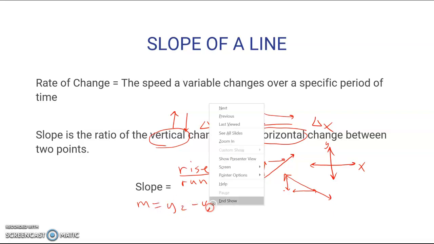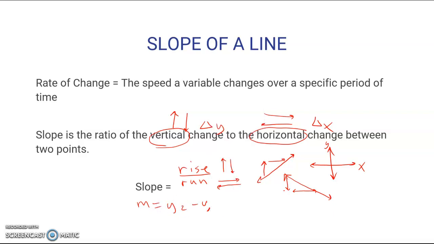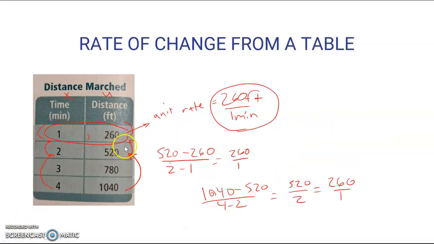Y2 minus y1. Keep pushing this button. I don't want to do that. So y2 minus y1 over x2 minus x1. I kind of modeled that for you here in this last slide. So I'm going to give my cursor back. In this last slide, you kind of saw that here, right? My second y value minus the first, second x value minus the first.